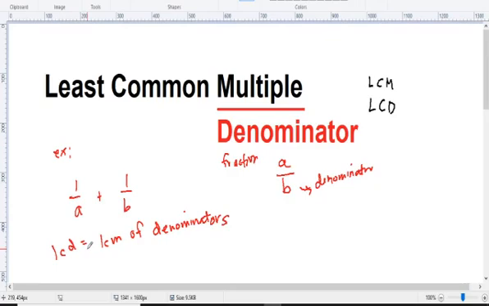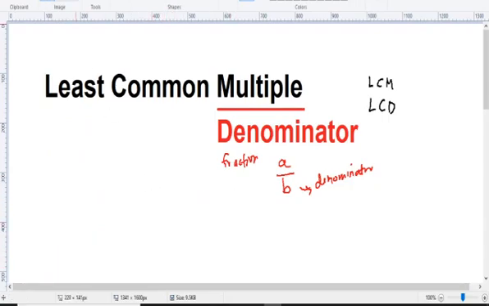Now, this is just an additional thing. If two numbers are relatively prime, that's big. When you say relatively prime, they do not have any common factor aside from 1. So like 3 and 5, obviously. Then the least common multiple of these two numbers, or the least common denominator, would just be the product of 3 and 5. So the least common multiple of 3 and 5 is 15.